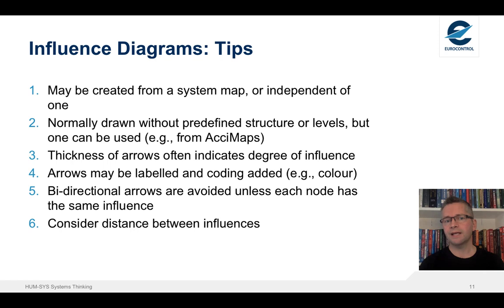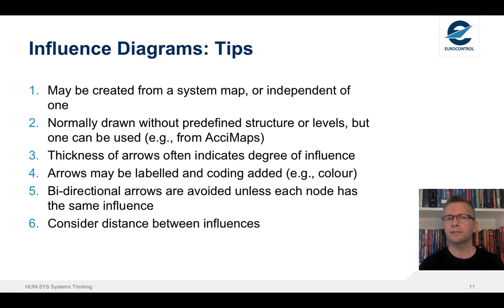Now the thickness of arrows, as I mentioned, often indicates the degree or strength of influence, and arrows may be labelled if it's not clear the nature of influence or if you want to make it clear. You can also add some kind of coding, such as colour coding, as you saw earlier. Now bidirectional arrows are usually avoided unless each node of the arrow has exactly the same influence, even though that's quite difficult to measure, but at least the same sort of influence. So usually you will use 2 separate arrows. That then gives you an idea of actually some feedback loops that are going on in your influence diagram.